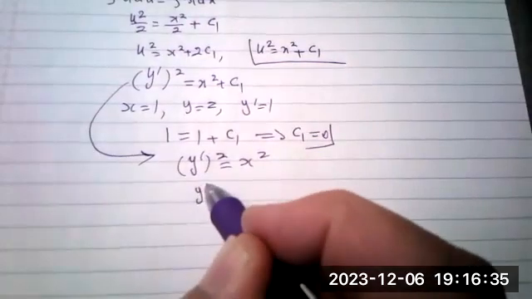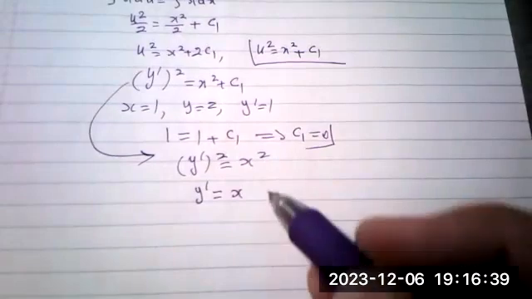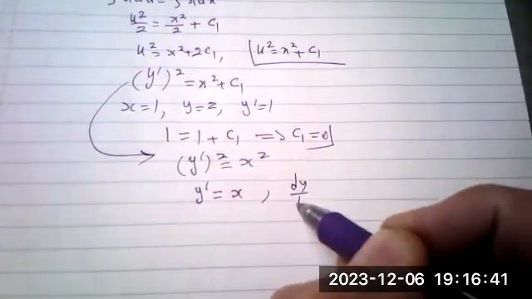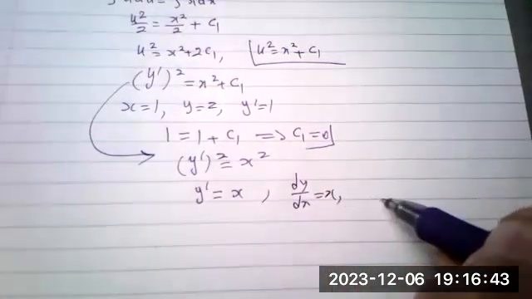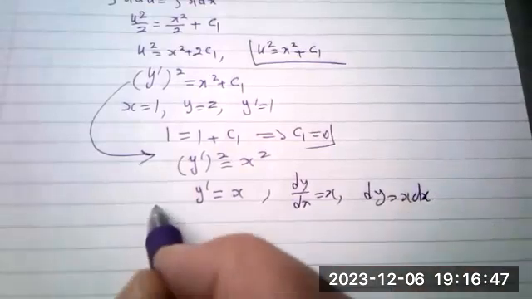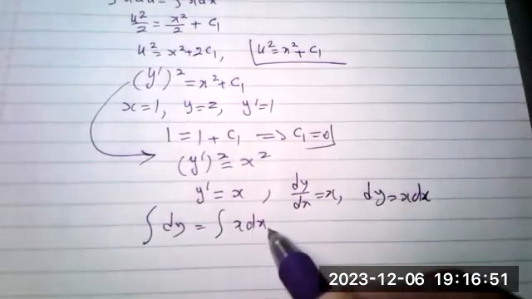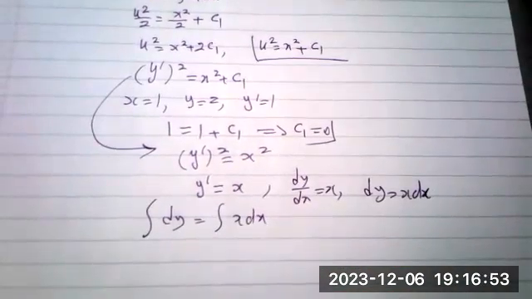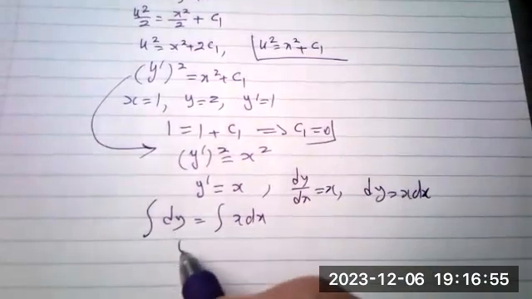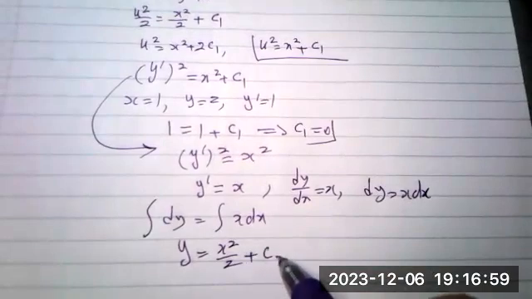Okay, we take a positive root, y prime equal to x. And y prime is dy/dx equal to x. So dy equal to x dx. And if you integrate, that gives you the result right away. Okay, so that gives you y equal to x squared over 2 plus c2.